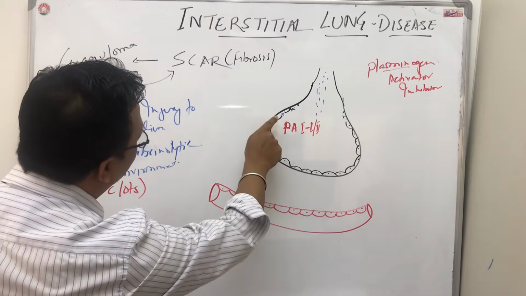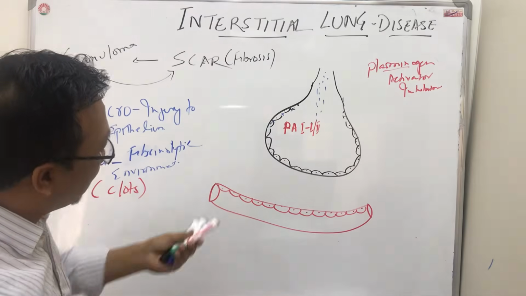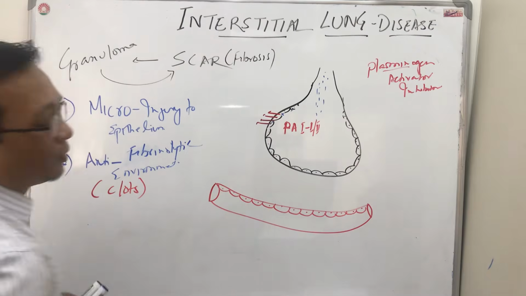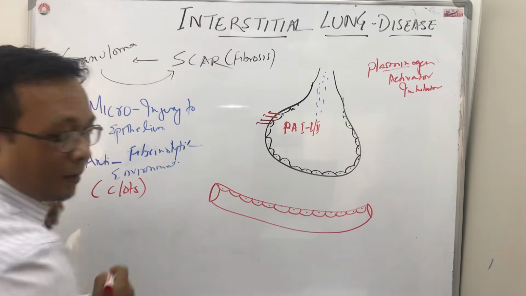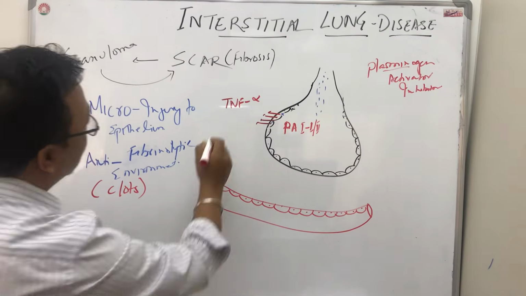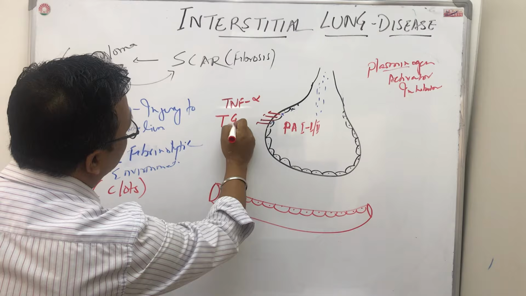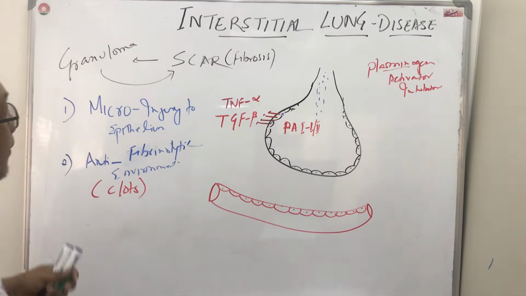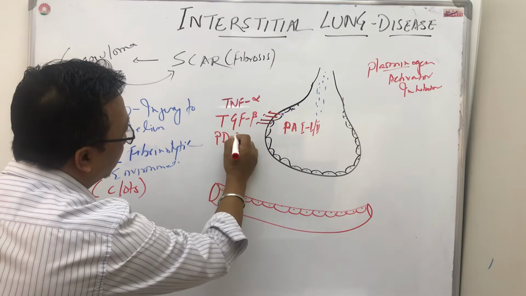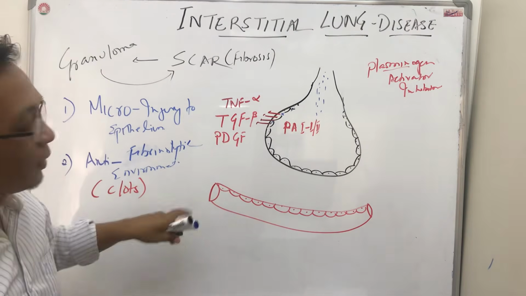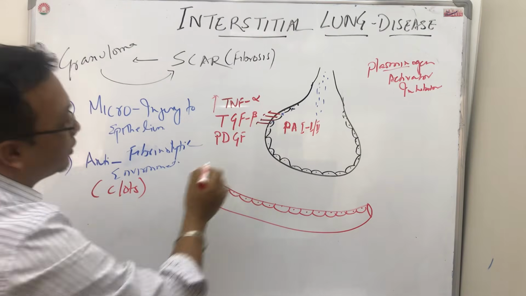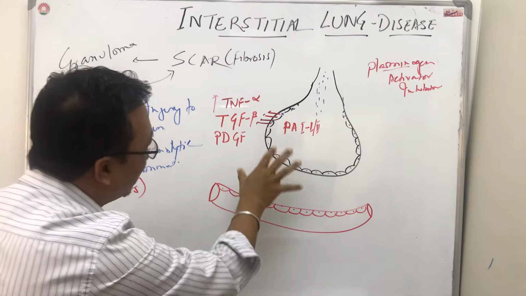Plus, what happens? This damaged alveolar epithelium will release growth factors like tumor necrosis factor alpha, transforming growth factor TGF-β, and platelet derived growth factor. So these are the growth factors, and they are released into the interstitial space or into this environment.